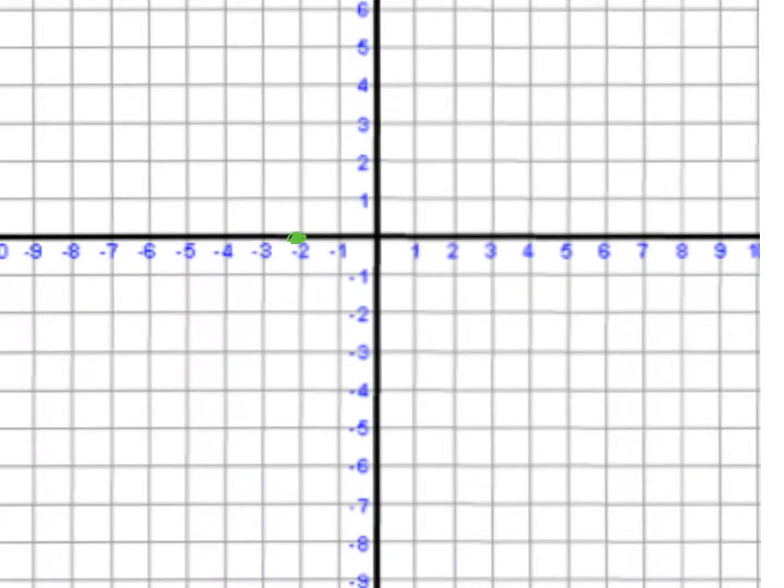Okay. Now, our axis of symmetry is through here, so let's make our line.